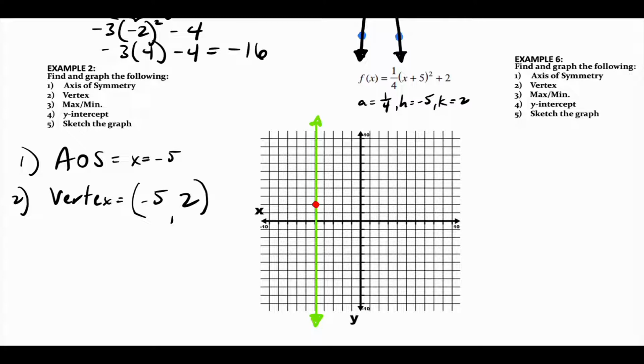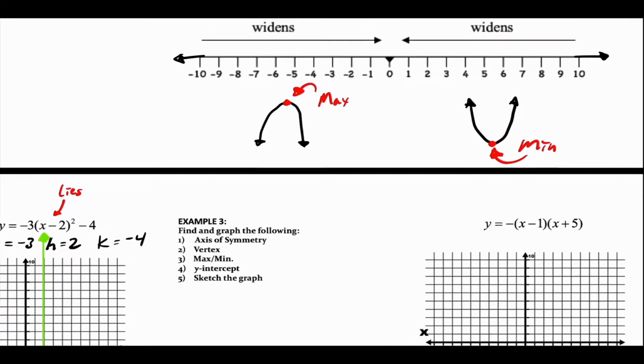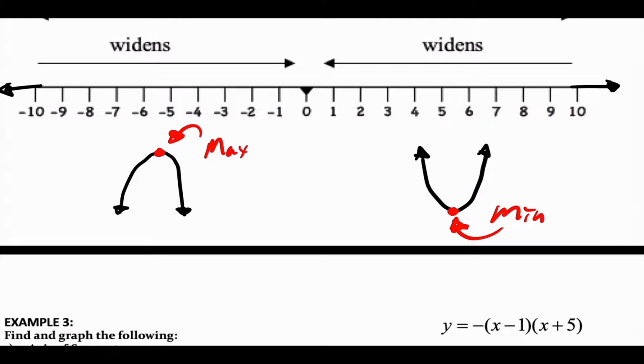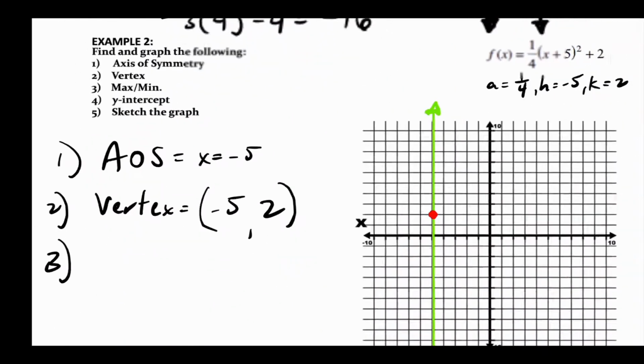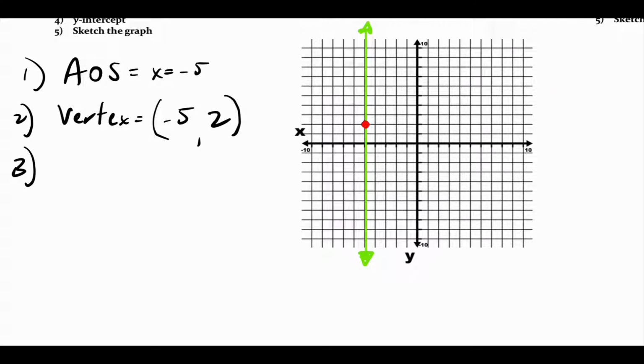So is this one going to have a maximum or is it going to have a minimum? Is it going to be arrows going up or arrows going down? I think we said it a little earlier. Minimum. This one's going to be arrows up. So that means we have a minimum value at +2, because it always goes with the y. Always, always, always goes with the y. Okay.